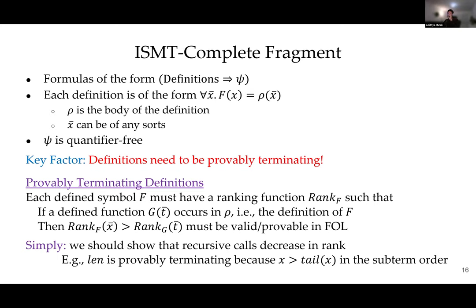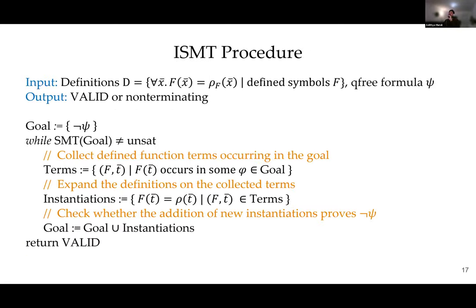So if you have such terminating definitions, then the ISMT procedure takes such formulas and tries to prove the theorem. It's slightly different from the ISMT procedure we saw in the imperative world. So let's see what that is. As before, we're converting this to the satisfiability problem, and we want to show that the negation of the property psi that we want to show is actually unsat.